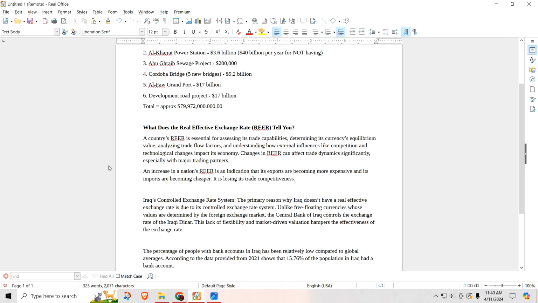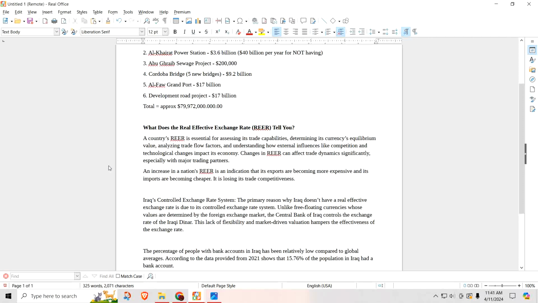A country's real effective exchange rate is essentially for assessing its trade capabilities, determining its currency's equilibrium value, analyzing trade flow factors, and understanding how external influences like competition and technological changes impact its economy.